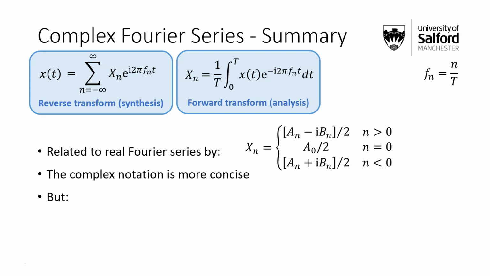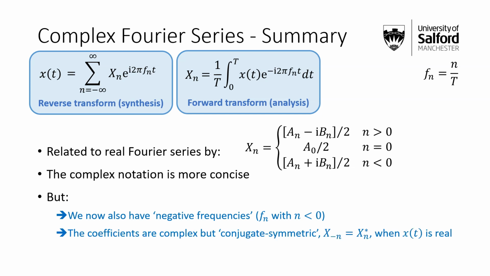But some other things have come up. We now have negative frequencies. We have f_n with n smaller than 0. The coefficients X_n are now complex. However, when x(t) is real, they are conjugate symmetric. You can see that from the definitions of X_n from a_n and b_n, that when n is smaller than 0, the imaginary part is negated relative to when it's greater than 0. So the real part stays the same, the magnitudes are the same, but the phase is flipped. They're complex conjugates of each other.